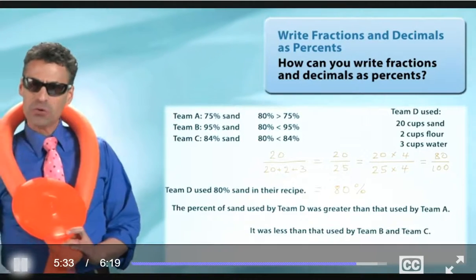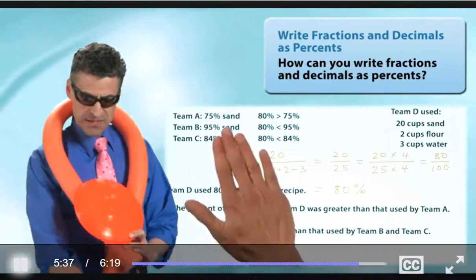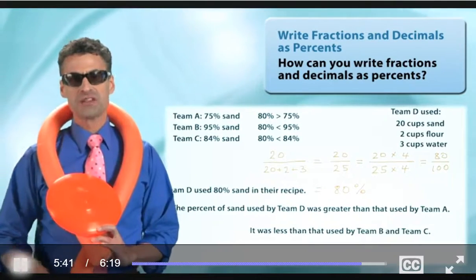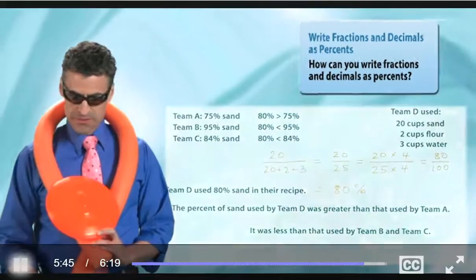So check out how cool it is that by figuring out a percentage, we're able to compare different percentages of different parts of different recipes of different teams. This is the great thing about percentages. No matter where you are, you build insights, even if you're at the beach.